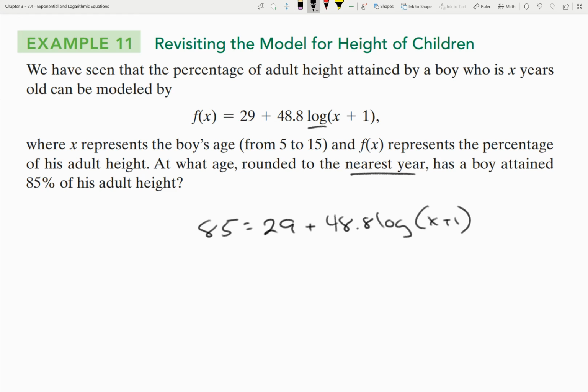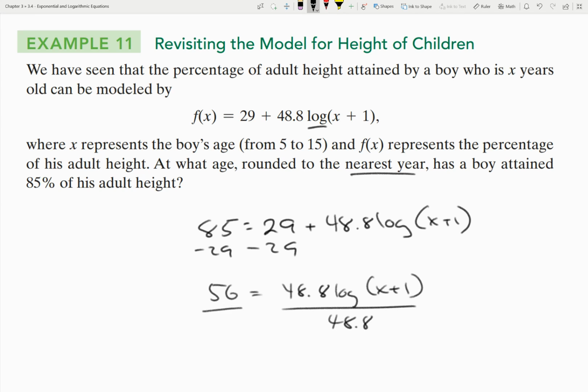Okay. It needs to be a logarithm equal to a number, so we have to isolate. So 85 minus the 29 gives me 56, equal to 48.8 log of x plus 1. Divide out the 48.8, and we get 1.1475 is equal to the log of x plus 1.